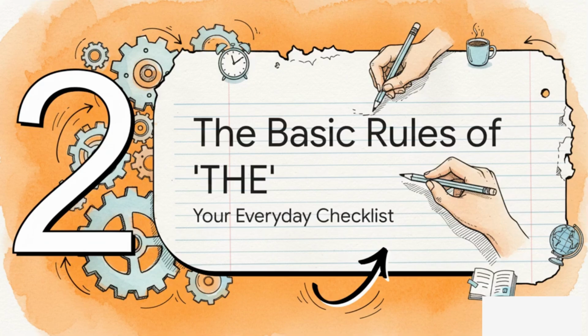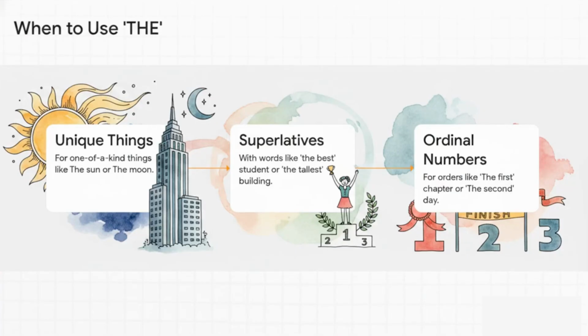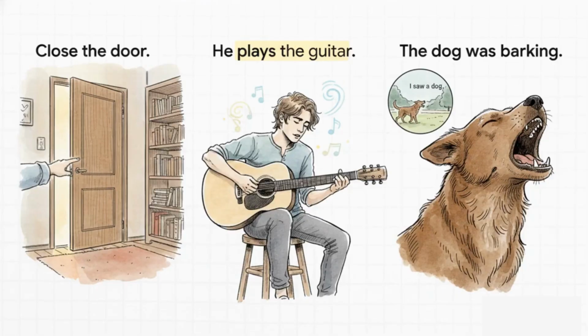Okay, you got the main idea, specificity. Awesome. Now let's build on that with some super simple rules. This is going to be your everyday checklist for when to use the. Rule number 1. If there's only one of it, use the. You know, the sun, the moon. Simple, right? Next up, use it with superlatives. What's that? Words like the best, the tallest, the fastest. And finally, use it with ordinal numbers. The first, the second, the third. See? Easy peasy. And we're not done yet.